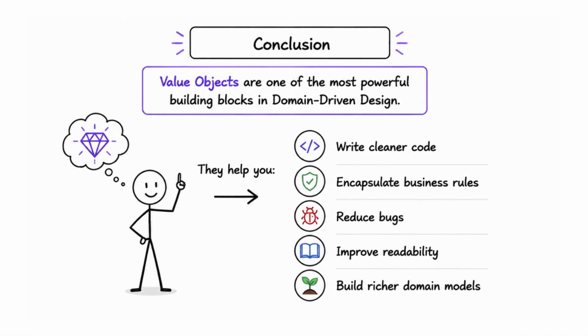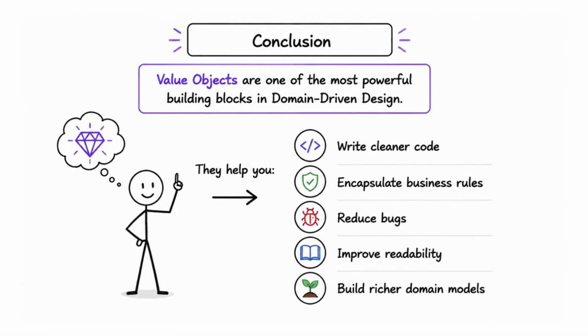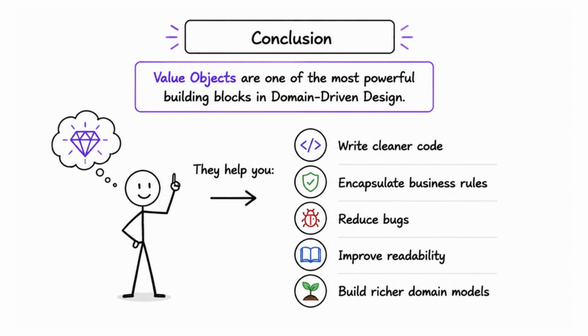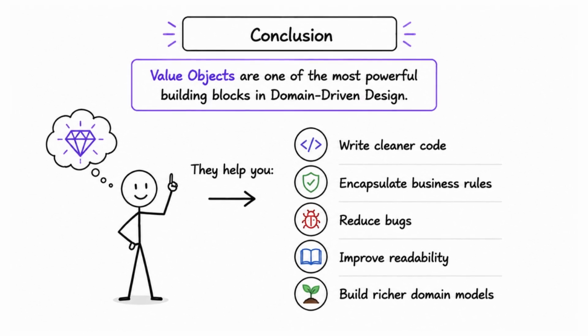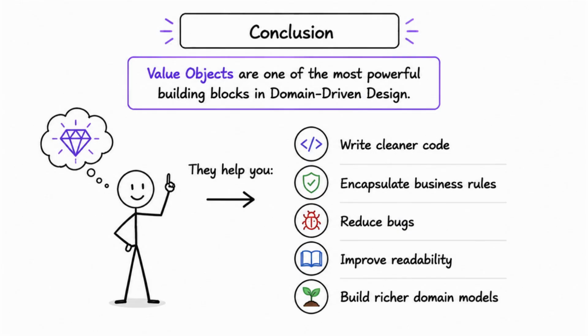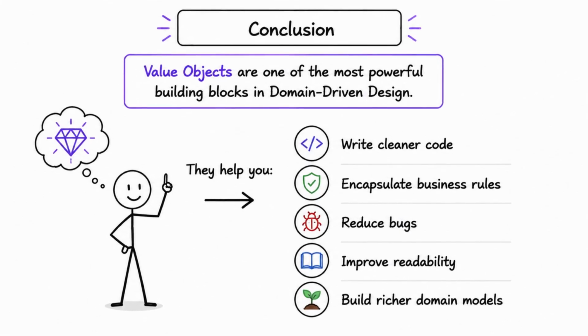Conclusion. Value objects are one of the most powerful building blocks in domain-driven design. They help you write cleaner code, encapsulate business rules, reduce bugs, improve readability, and build rich domain models.